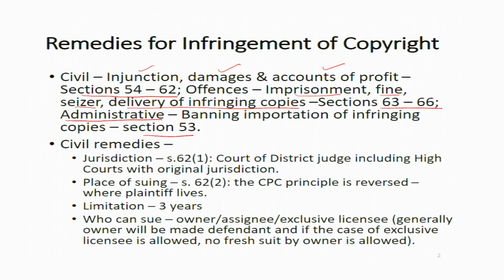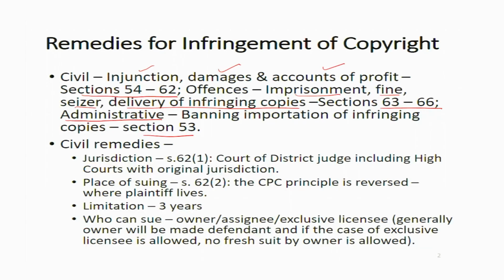Now, starting with civil remedies, the first point to understand is which court has jurisdiction in relation to infringement cases. Under section 62 subsection 1, a court of district judge is the court of first instance where you can file the case of infringement. It is not to be filed in any court as per valuation. No, it has to be filed before the court of district judge.